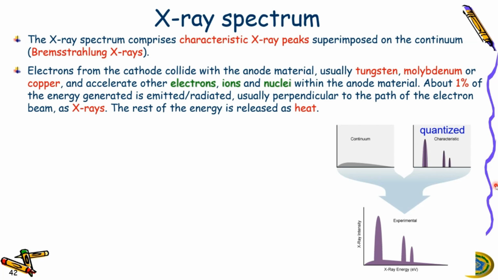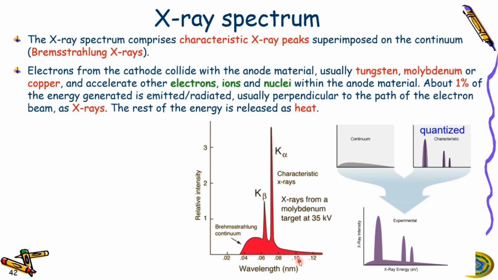So the electrons from the cathode collide with anode materials, usually tungsten, moly, or copper. Okay, these three are the most common metals we use in the X-ray tube. Electrons, ions, and nuclei interact with the anode materials. Actually, only 1% of the energy generated is emitted and radiated. Only 1%. Usually, the X-ray is emitted perpendicular to the path of the electron. So the rest of the energy is released as heat. So you have energy from the photons, and you have energy from the heat.